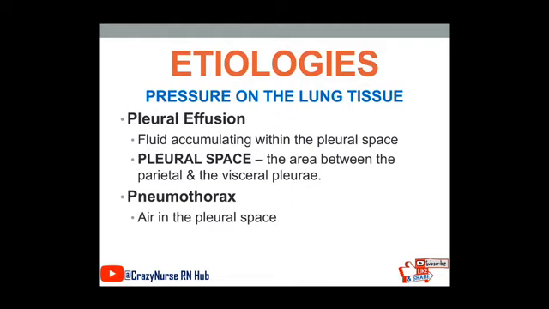We also have the pneumothorax. It is the air in the pleural space. And also we have the hemothorax. It is the blood in the pleural space. So there is a great difference between the pneumothorax and hemothorax.